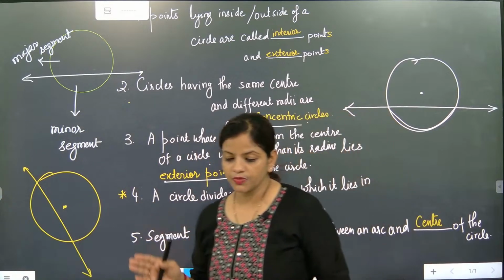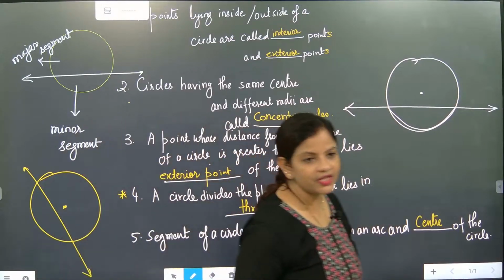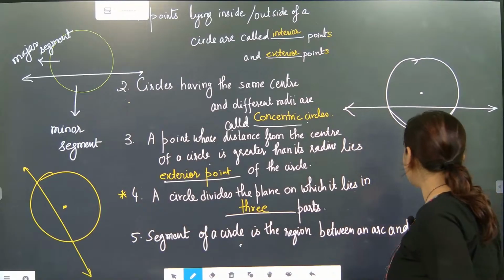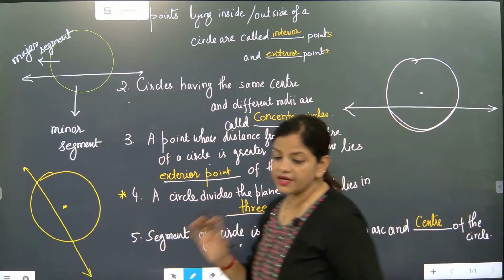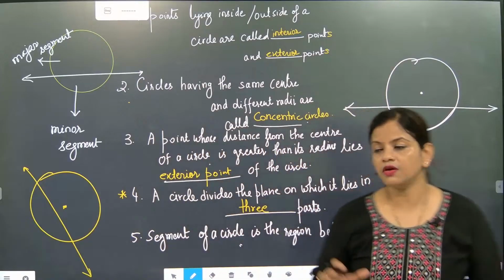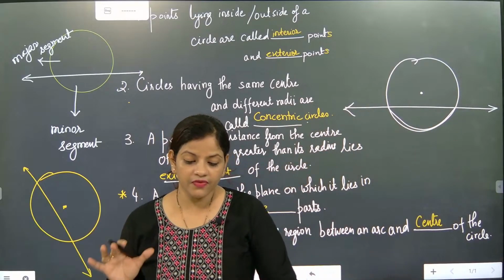That's the most important part. One arc is without center and one arc is with center. So segment of a circle is the region between an arc and center of the circle. These definitions, these points are very, very important.